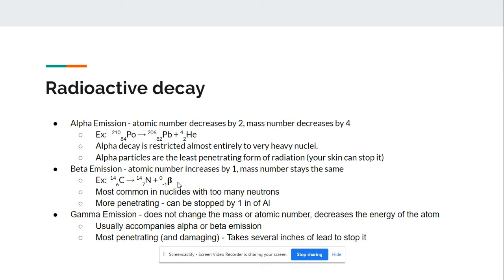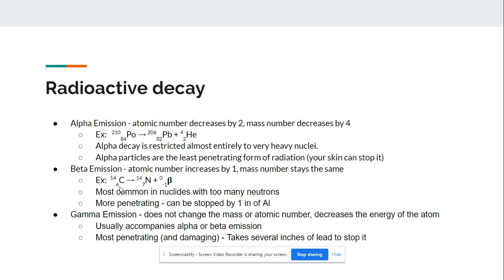Beta decay, so we see here in this equation, what's happening is that one of the neutrons in the radioactive isotope is splitting, and the electron half is being emitted. So the mass number of the particle does not change, but the atomic number increases by 1. So this is an example of carbon-14 undergoing beta decay to form nitrogen. This is more common in the nuclei that have too many neutrons, so the neutron ratio is what's higher.